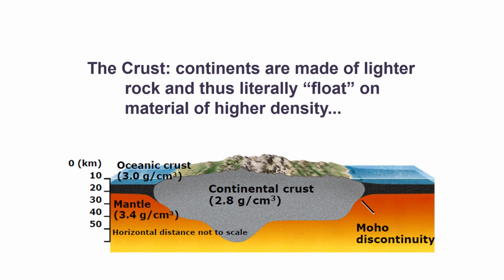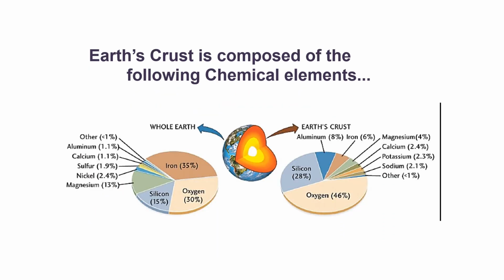So there is what we call the Moho discontinuity. So this is what you call this. This is the region where the crust and the mantle meets. So the Earth's crust is composed of the following chemical elements.